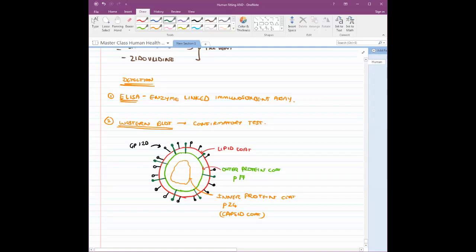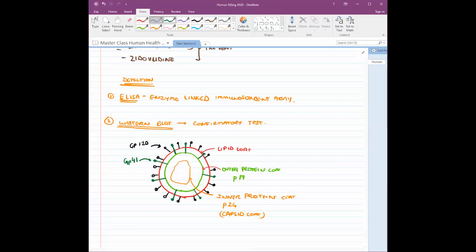Now, what are these ones? These knobs are called the GP41. Okay, so GP120 and GP41. This is how the outer structure is going to look. But now, guys, we need to go back inside and see how things look inside.